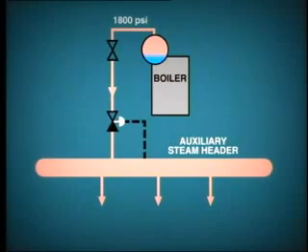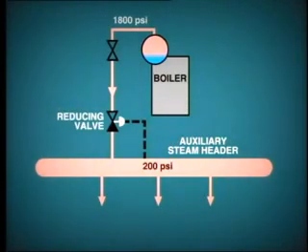So what other sources may be used to supply auxiliary steam? Well, one common method is to use saturated steam from the boiler drum. This feeds through a reducing valve to provide steam at about 200 psi on the auxiliary steam header.